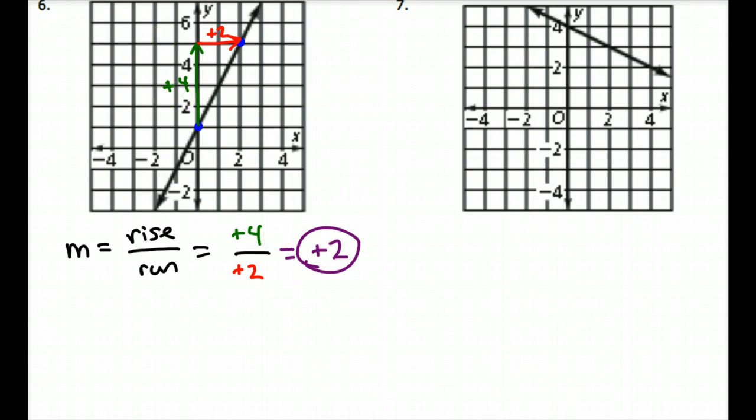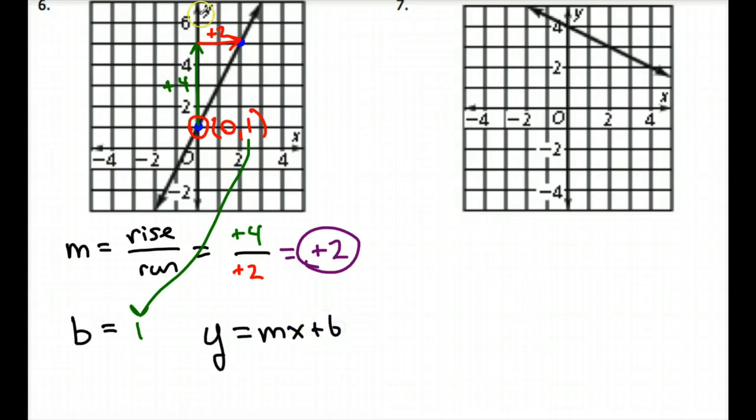Okay, I also need to find what my y-intercept is, my b value. Well, I've already identified where the line is crossing the y-axis. It was this bottom point here that I highlighted. This is where the line intersects the y-axis, and that point right there is the point (0, 1). So that means that my y-intercept is actually +1. That's my b value. So if I want to write an equation in slope-intercept form, y equals mx plus b, I can say that that equation would be y equals my m value 2x plus my b value 1.